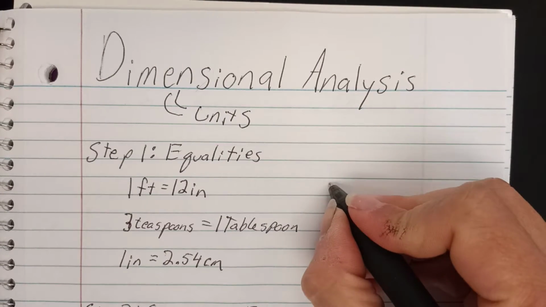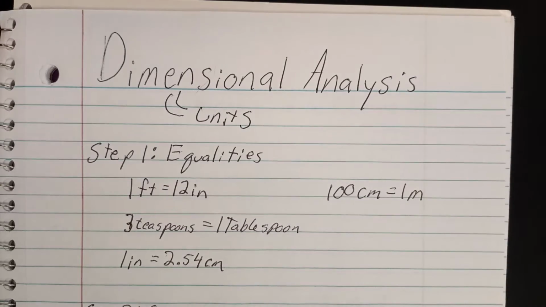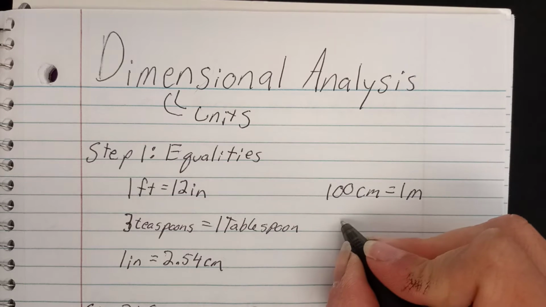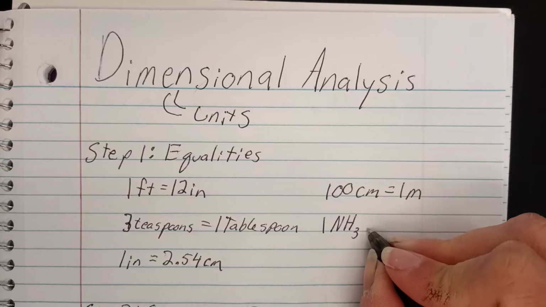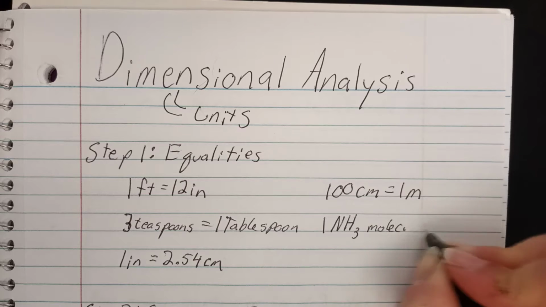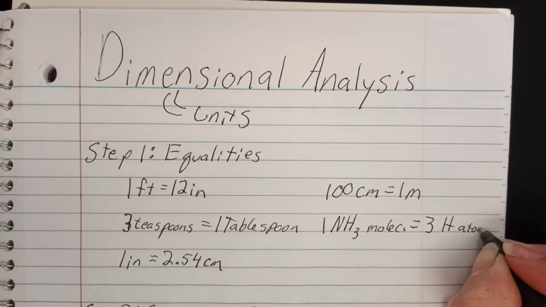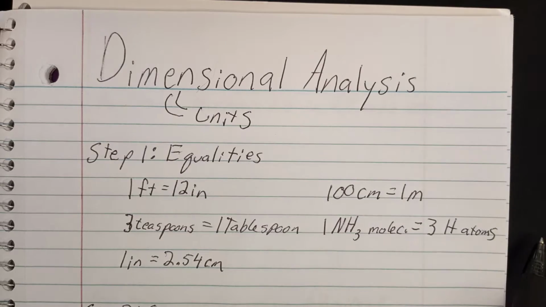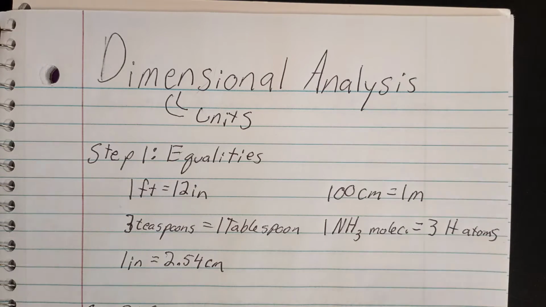We can also say things like there's 100 centimeters in 1 meter. So like if I have an ammonia molecule, 1 NH3 molecule is going to contain 3 hydrogen atoms. Now, NH3 is not always compared to the hydrogen atoms, but 1 NH3 molecule will always have those 3 hydrogen atoms. Okay, so those are, again, equalities: simply one thing is equal to another thing.